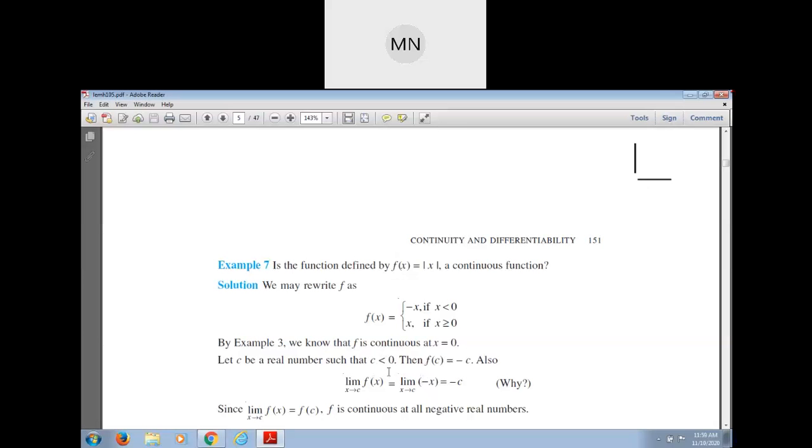Okay. Now see that we consider c less than 0. That means c is negative, c is a negative real number. Okay. c less than 0 means c is considered as a real number, and if we write c less than 0, that means c is negative. So when c is negative, then f of c will be minus c. Okay. Is it clear? Yes, ma'am.